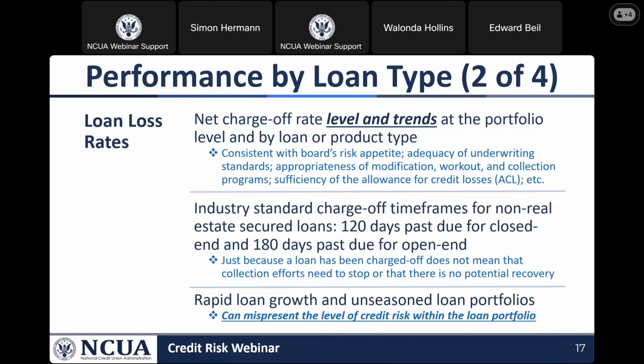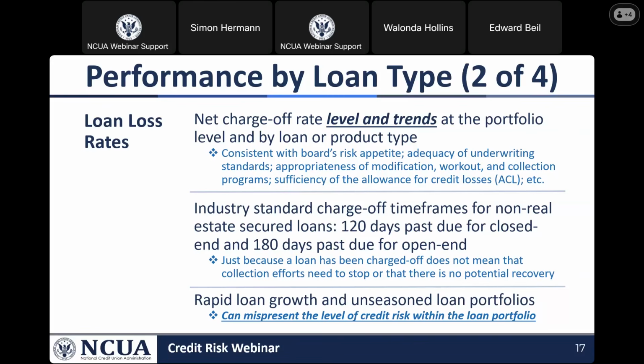Loan charge-off reporting is critical for understanding whether or not the credit union is still operating within the board's risk appetite. The information is also necessary for determining whether or not the allowance for credit losses is sufficient, whether or not more resources need to be allocated to the loan modification, workout, and loss mitigation programs, or whether or not underwriting or loan pricing standards need to be revised.